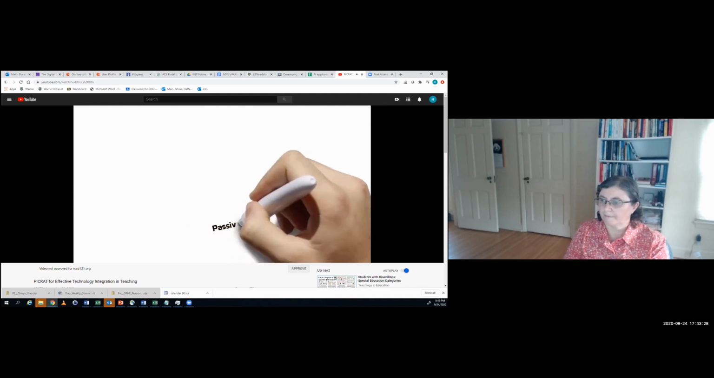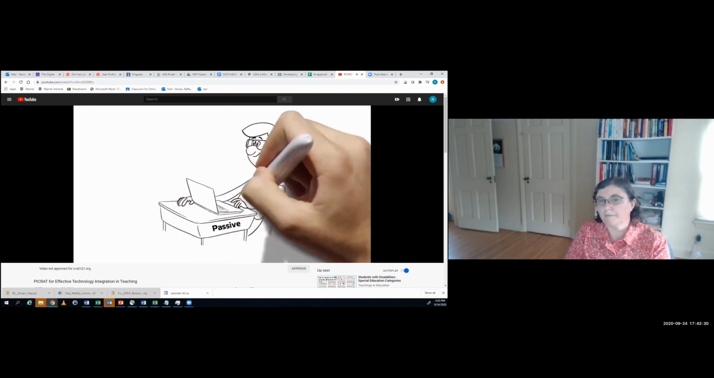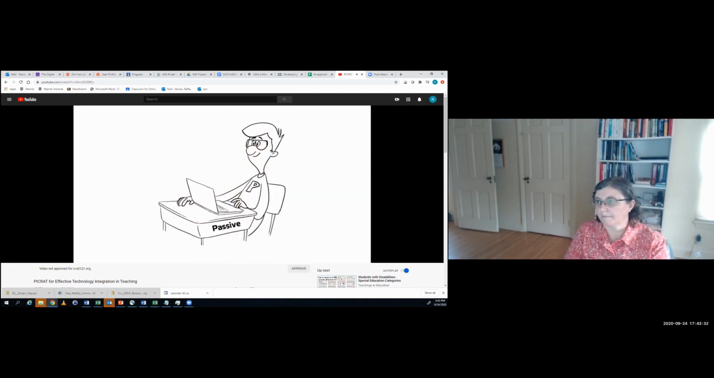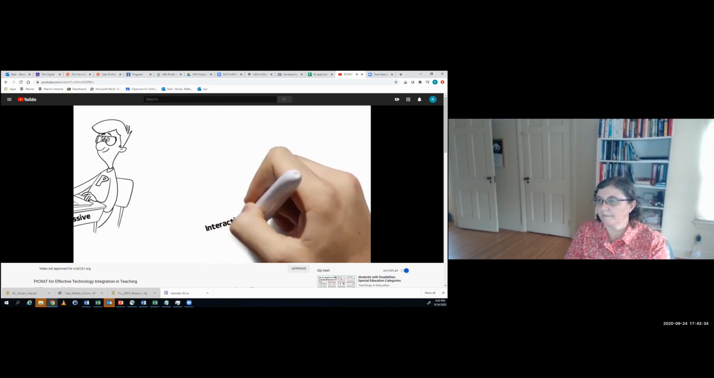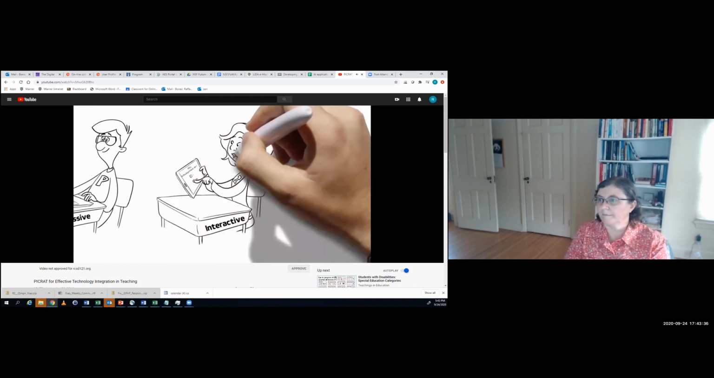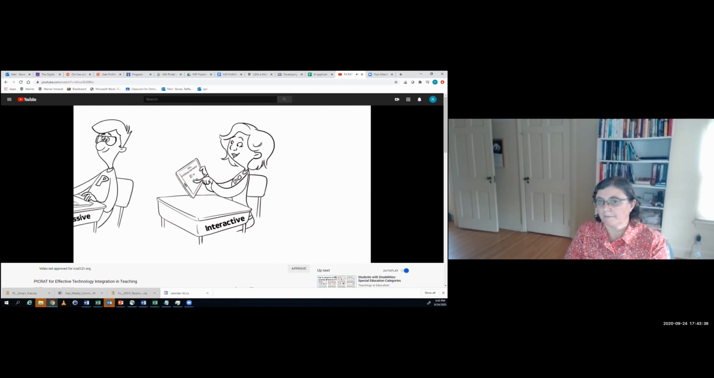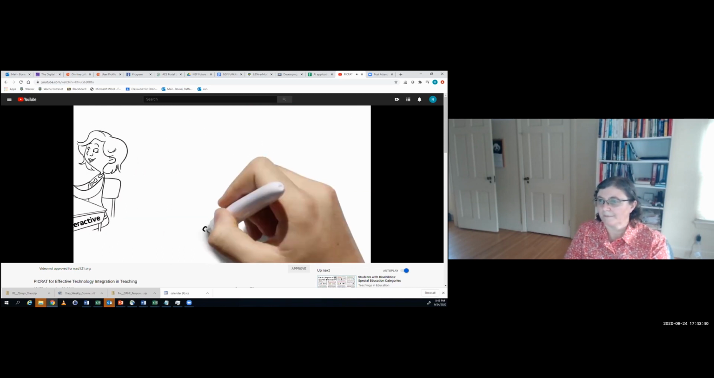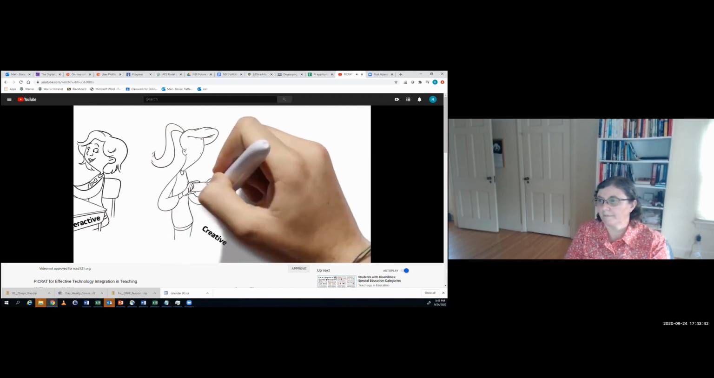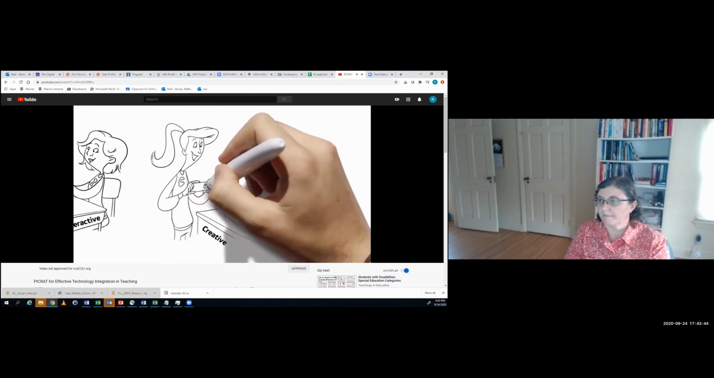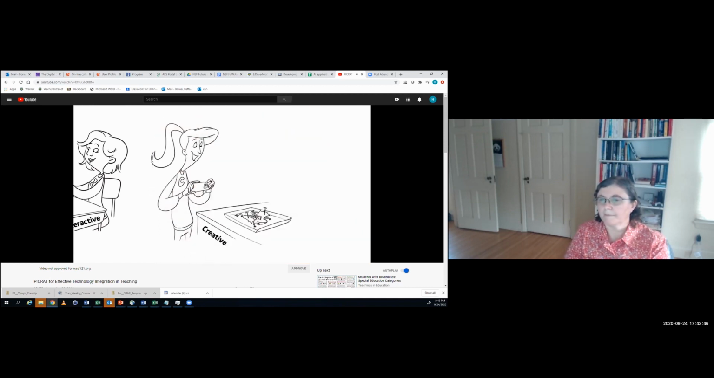P equals passive. In other words, students are observers, bystanders in their learning. The I equals interactive. Students engage in material in an interactive way. They are active learners. The C equals creative. Students are creating materials themselves. They are creative learners instead of passive or active ones.